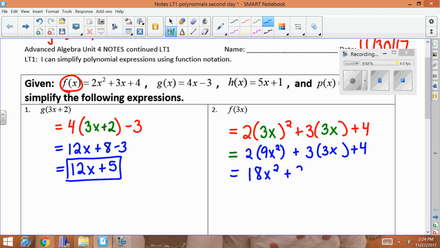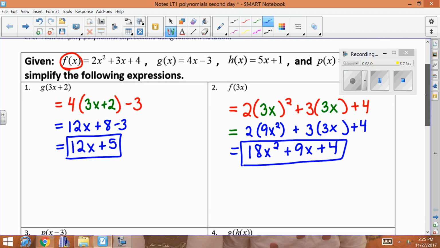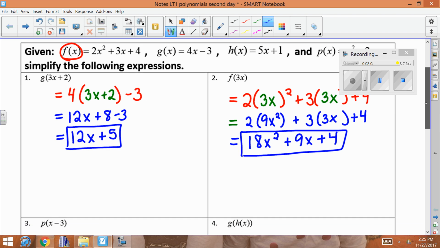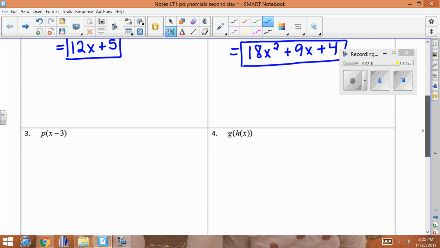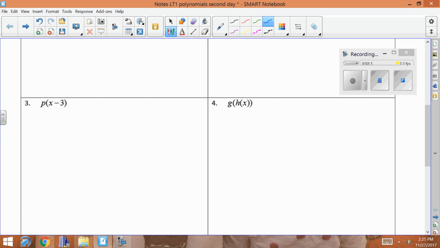Here we have a plus 9x and a plus 4. We look to see if there's any like terms we can combine. There's not. So that's our answer. Try one of these on your own. Go ahead and pause the video for just a minute. Try it on your own. Try number 3. Pause it, and I'll come back to you too and show you how to do that one.